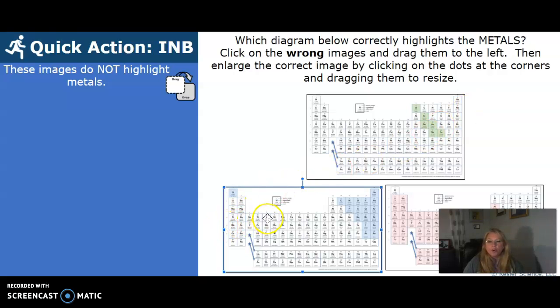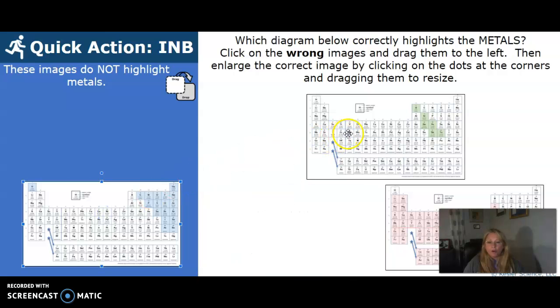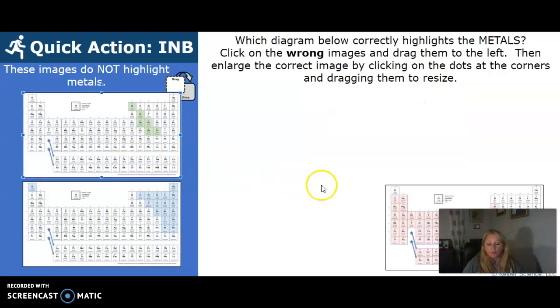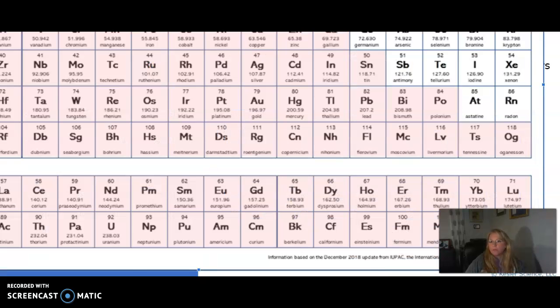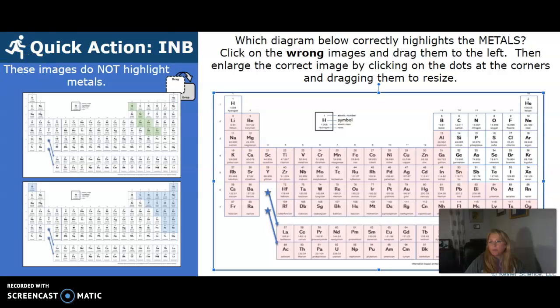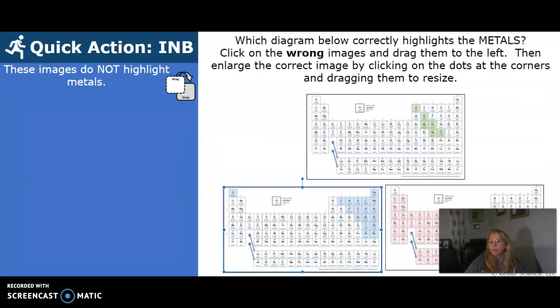Okay, so the correct answer would be this picture is not metals. That is our nonmetals, and this picture is for the metalloids, which leaves this one with the whole bunch of them colored in. That would be our picture for metals. Okay. Turn that back. Whoops.